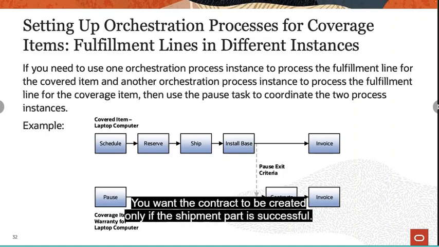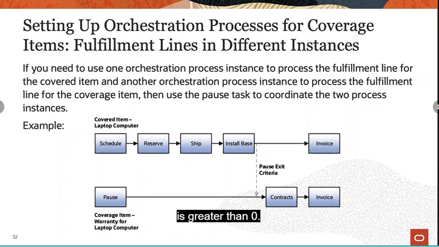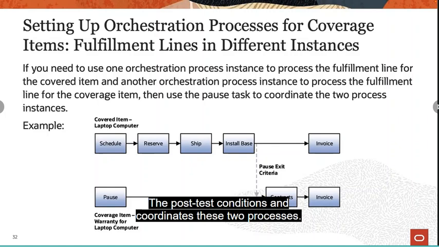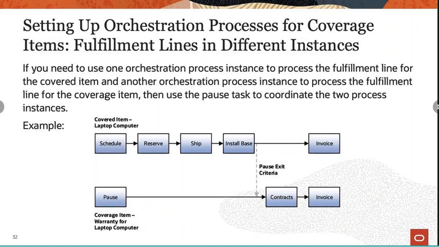You want the contract to be created only if the shipment part is successful. You can set the pause exit criteria as a condition, such as shipped quantity is greater than 0. Then when you add a coverage line to the existing order, something similar happens. A different orchestration process instance is assigned to the change order. The pause task conditions and coordinates these two processes.